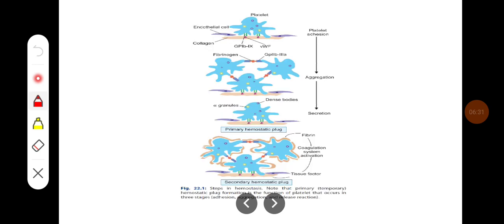This diagram shows the different steps of hemostasis. Initially, platelet adhesion, platelet aggregation, and secretion help in the formation of the primary hemostatic plug, and then the coagulation mechanism converts fibrinogen into fibrin. That forms the definitive secondary plug, which prevents excessive bleeding.